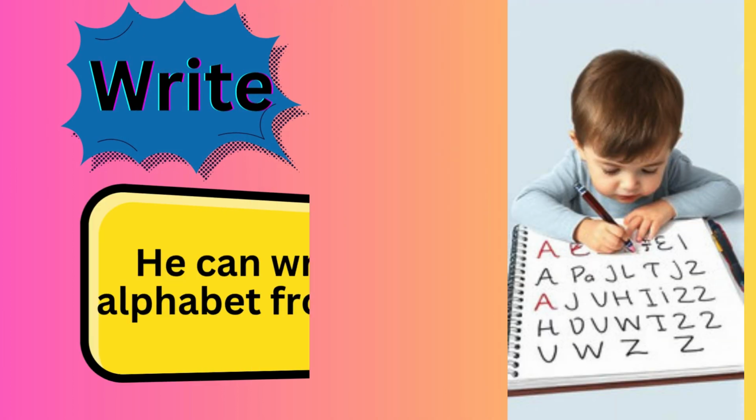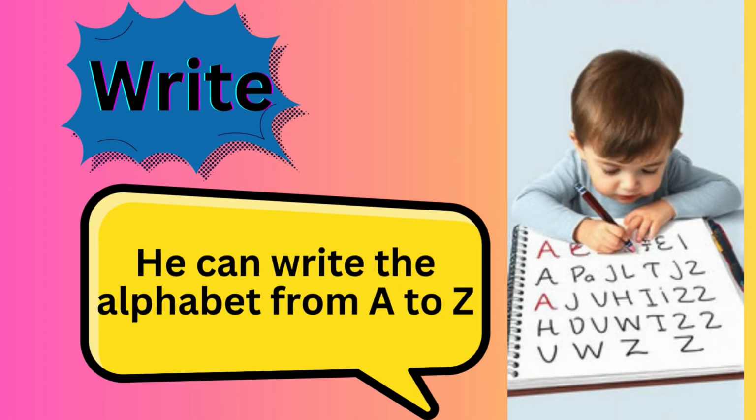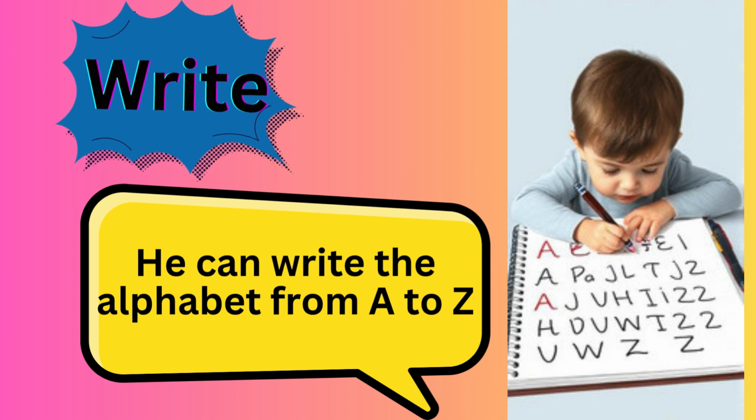Next we're going to see action word write. Write means to make letters or words on paper with a pen or pencil. Example, he can write the alphabet from A to Z.